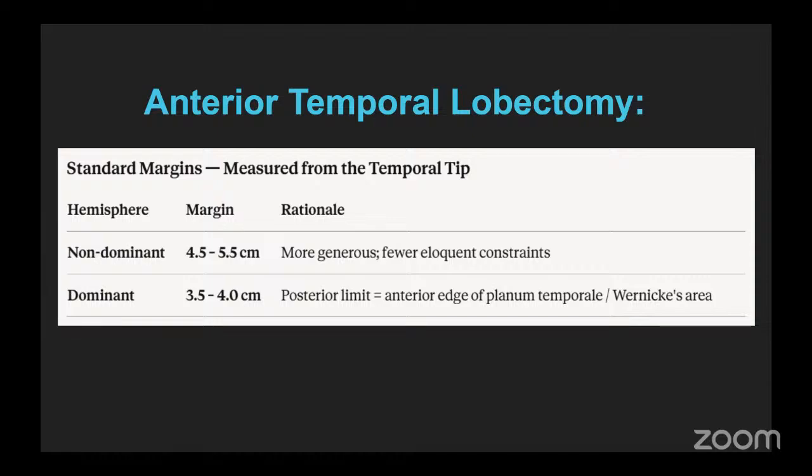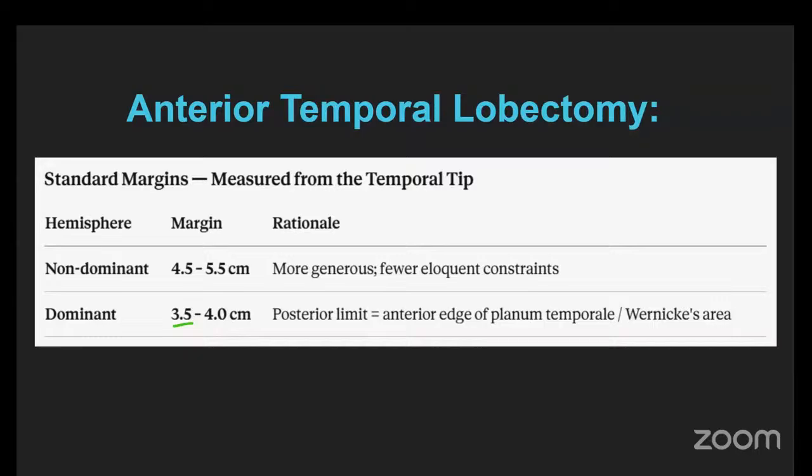On the dominant hemisphere, the margins are going to be 3.5 to 4 centimeters. And on the non-dominant side, you can go slightly back, 4.5 to 5.5 centimeters. But there are a lot of variations when we talk about the anterior temporal lobectomy. What are the variations? For example, there are some authors that say that you have different measurements for different gyri. For example, we have the superior temporal gyrus, the middle temporal gyrus, and the inferior temporal gyrus. So if you're staying on the dominant side, let me draw them so that it's easier.